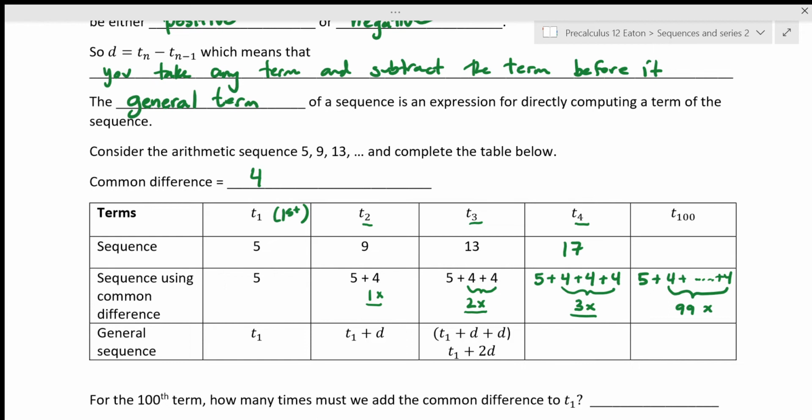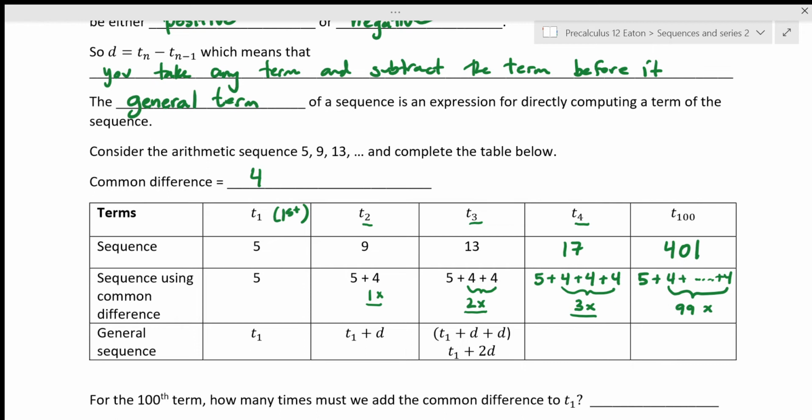So if I'm adding 4 99 times, thankfully we have multiplication to simplify that. 4 times 99 is 4 less than 4 times 100, so that would be 396. And if I add 5 to that, I get 401 for my T100 without having to add all those 4s. Well, that was great. What if I wanted to find T1000? Well, I'd be adding it 999 times. So this allows you to calculate terms pretty quickly.